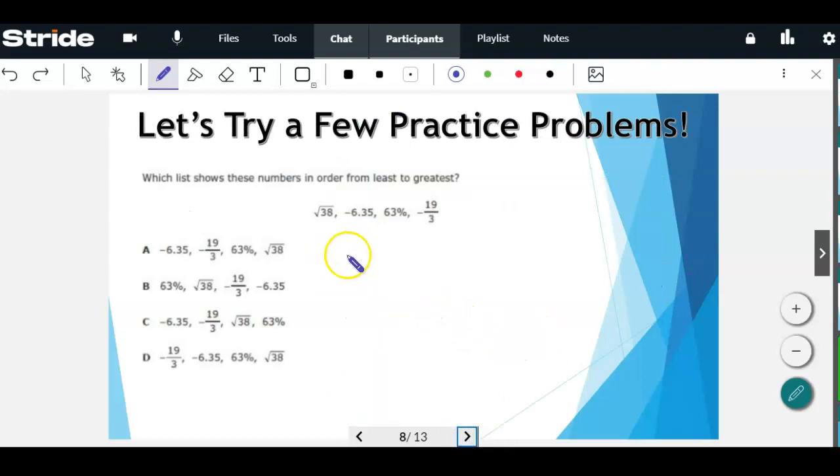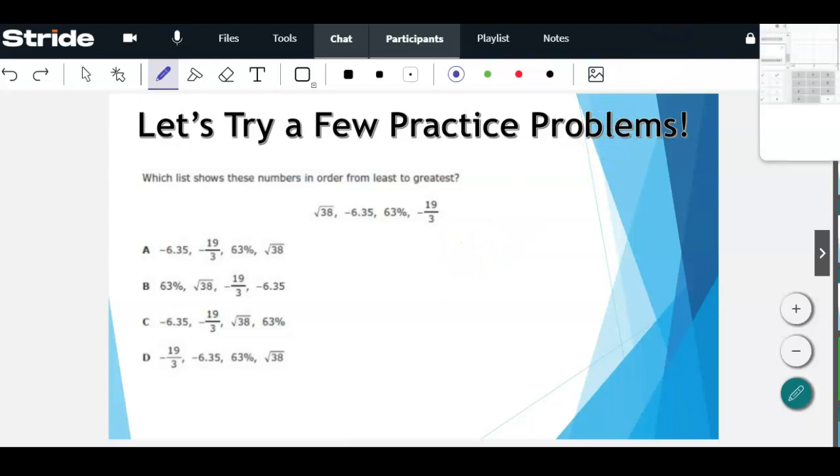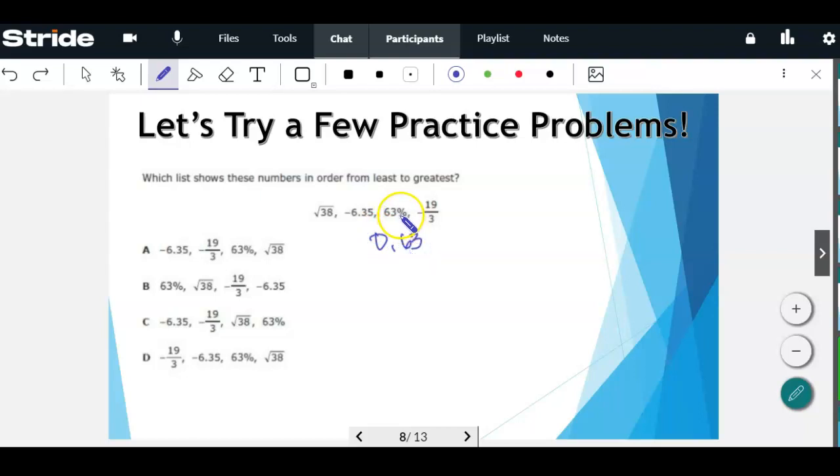Which list shows the numbers in order from least to greatest? Again, I'm just going to go ahead and put these in the calculator. This one's already a decimal. You have to know how to change the percent to a decimal. That's going to be 0.63. Remember, it's like dividing by 100. You just move it over.